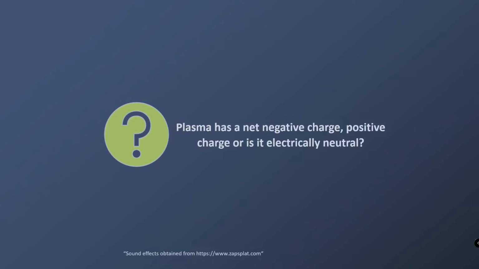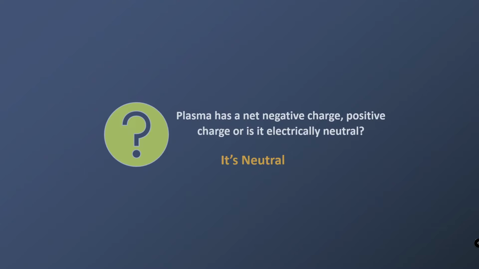So let's start the lecture with a very basic question: whether plasma has a negative charge, positive charge, or is it electrically neutral? Yeah, it is electrically neutral, right? Because plasma or blood is electrically neutral, in order to maintain the electrical neutrality, negatively charged ions in our plasma must be equal to positively charged ions. The sum of positively charged and negatively charged ions must be equal, right?